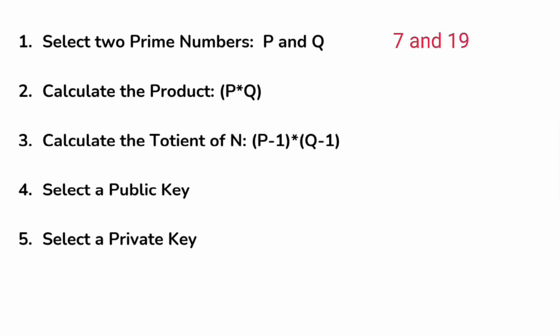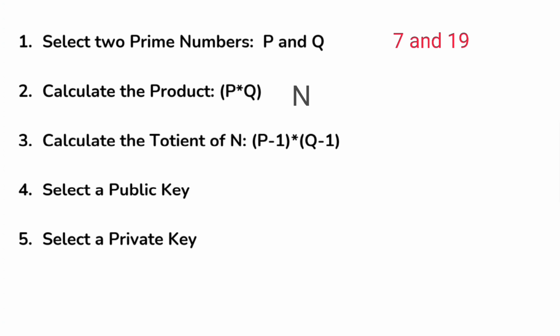The next step is to calculate n, that is nothing but the product of P and Q. So 7 into 19, that would be 133. N is equal to 133. The next step is to calculate the totient of n. Now don't stress too much about what the totient is. It is very complicated. For now, just understand what you have to do to calculate the totient.